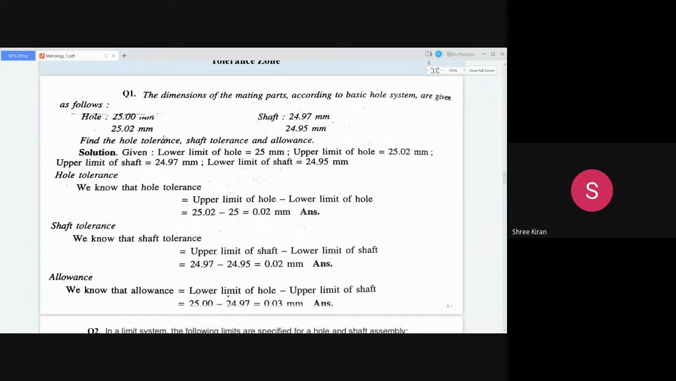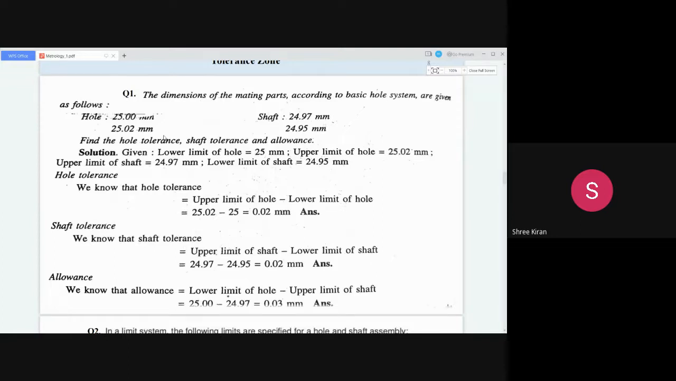We are finding both the cases. I hope you remember the equations which we have learned before, regarding the hole tolerance, the shaft tolerance, and allowance. The dimensions of the mating parts according to the basic hole system are given as follows. Now we are representing this problem in the respective shape of the shaft and the hole. Allowance we have studied.